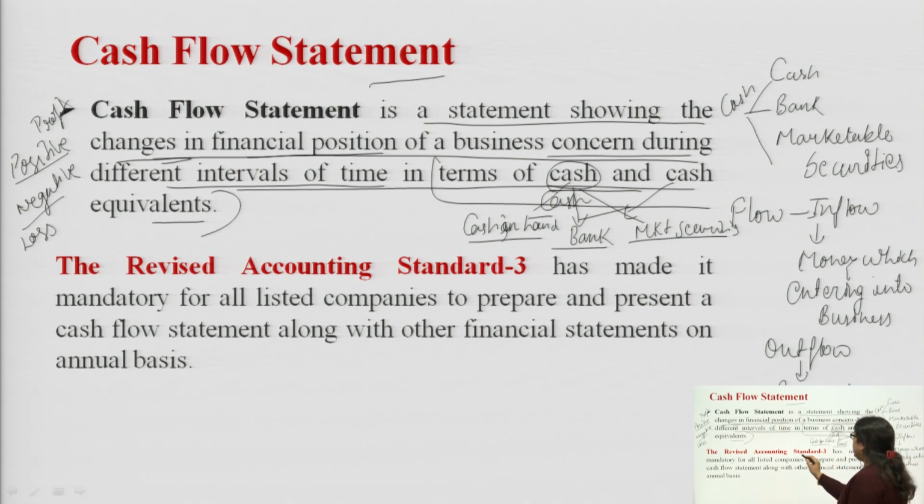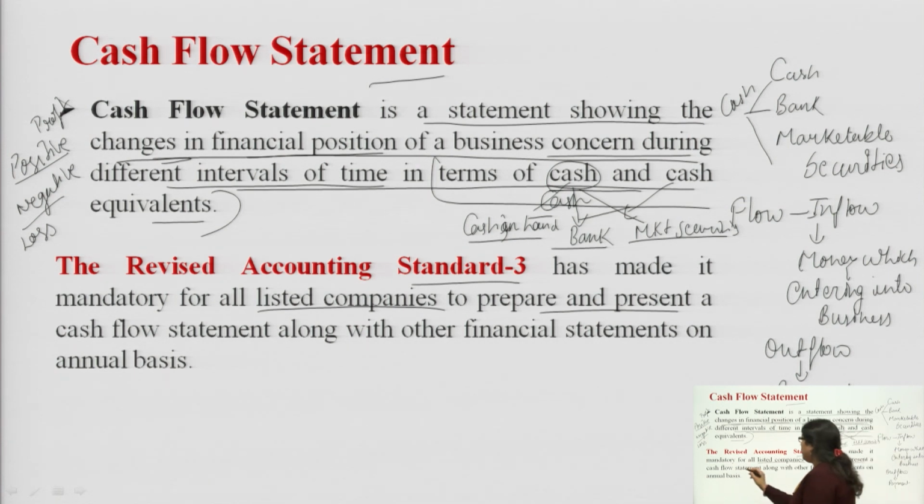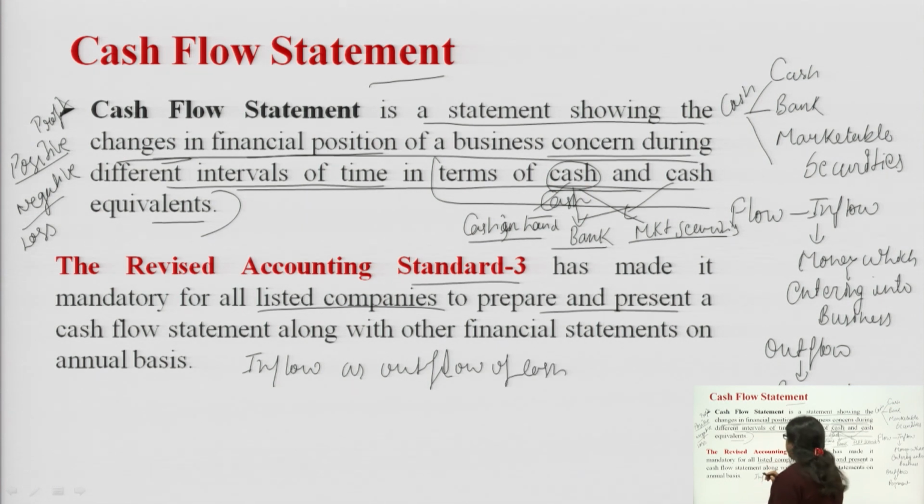The revised Accounting Standard 3 has made it mandatory for all listed companies. The companies which are listed are supposed to prepare and present the cash flow statement. By presenting the cash flow statement, they are actually showing how the cash is coming into the business and how the cash is going out of the business, means they are showing the inflow as well as the outflow of cash, and cash flow along with the financial statements on an annual basis.